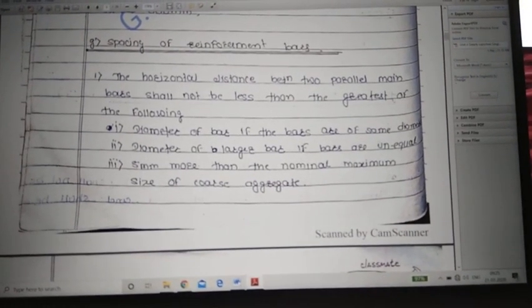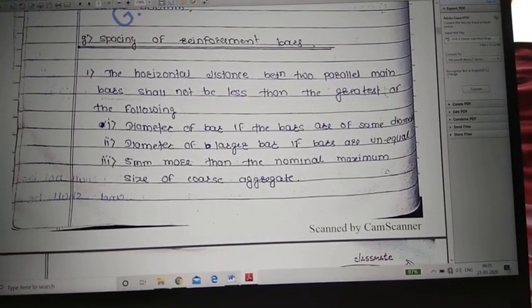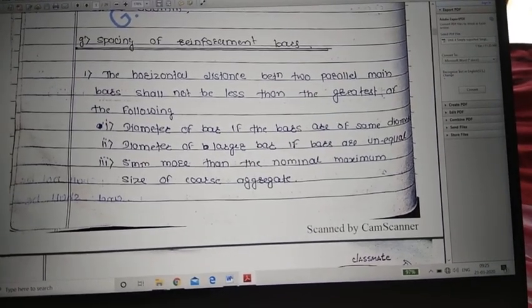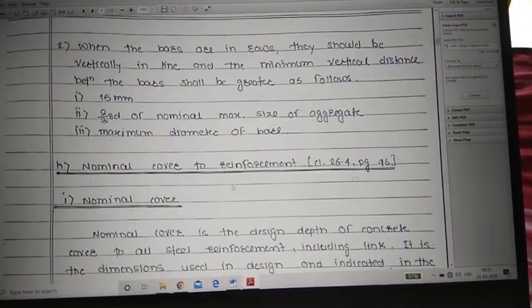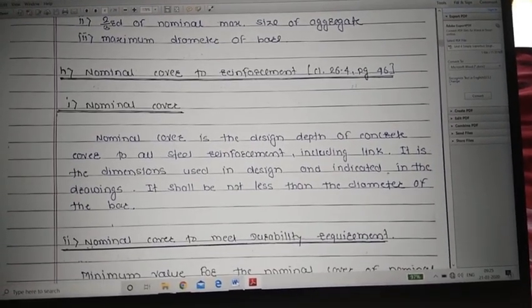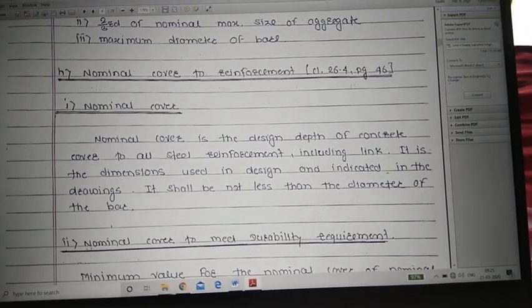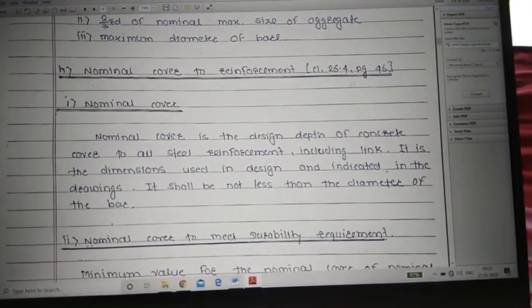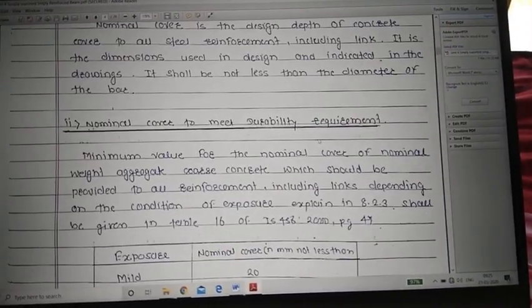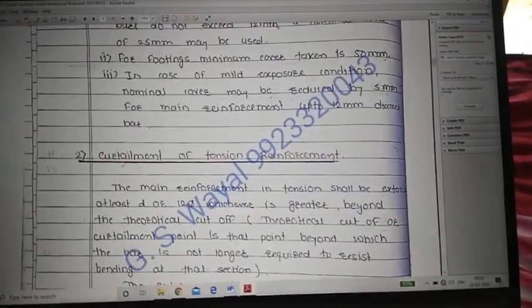For the diameter of bars, if bars are unequal, the diameter of the larger bar applies, and 5 mm more than the nominal size of coarse aggregate. These are the criteria for providing minimum and maximum spacing or number of bars. Then nominal cover to reinforcement is also given on page number 47, nominal cover to meet durability requirements. So the total basic criteria is given here.